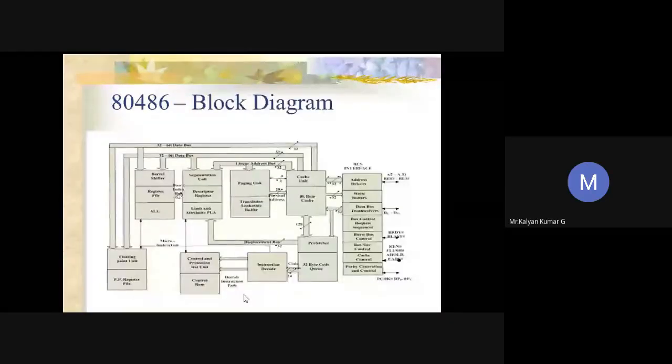So all these features, we have a 5-stage pipelining process. Out of the 5 stages, two are used for decoding and the execution purposes. So in this, we have the execution control unit.